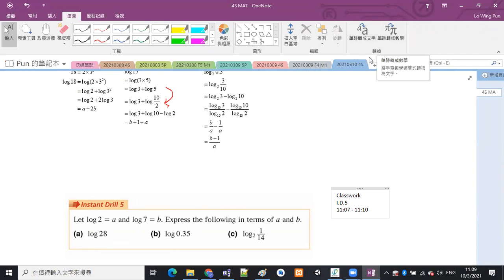cannot talk about instant drill number 5 today, and I will continue to talk about instant drill number 5 and continue to do this classwork tomorrow. Okay, when I see you tomorrow. Okay, so maybe you can take a break, and that is the end of this lesson. And if you have no more problems, then you may leave now. Goodbye.